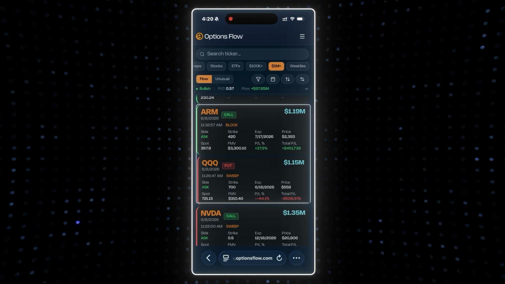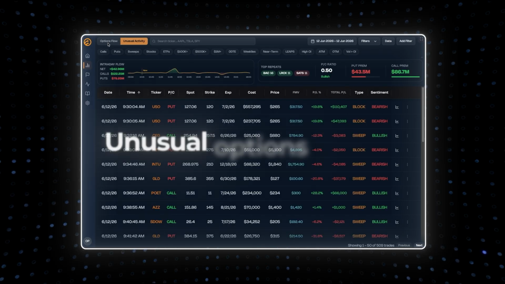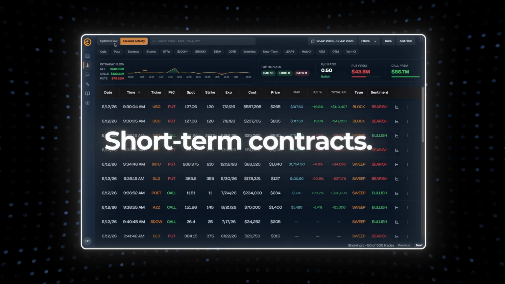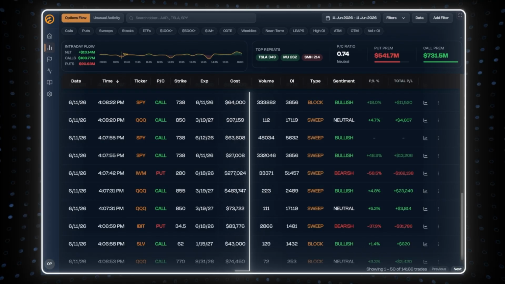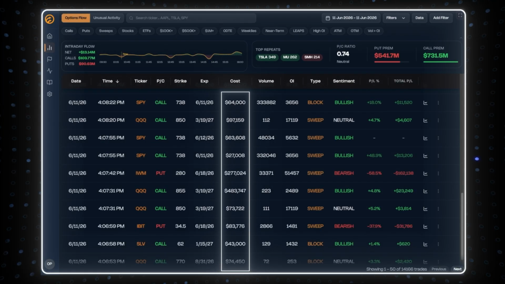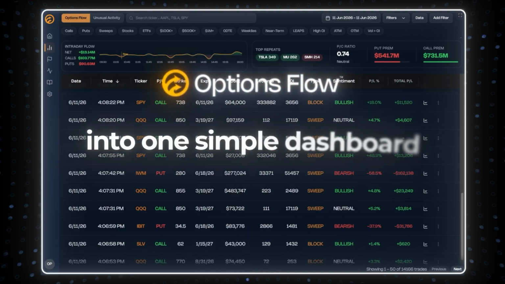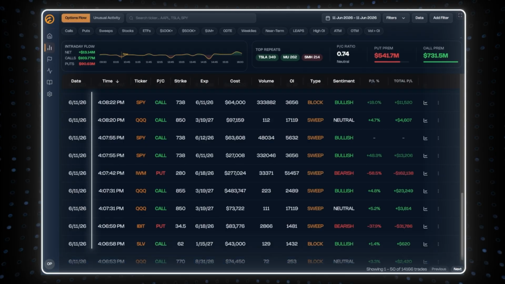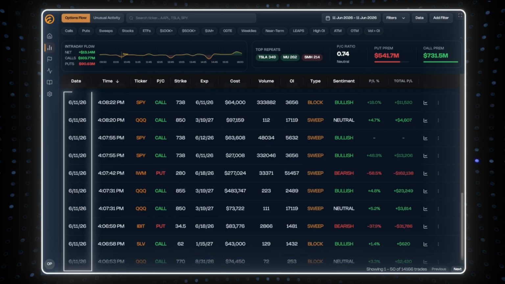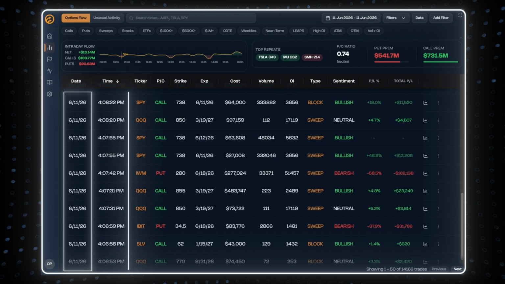Large call buying, large put buying, unusual options trades, short-term contracts, and big premium orders that may show where traders are positioning. Options flow helps bring that activity into one simple dashboard. With live options order flow across US options exchanges, you can watch trades come into the market in real time.